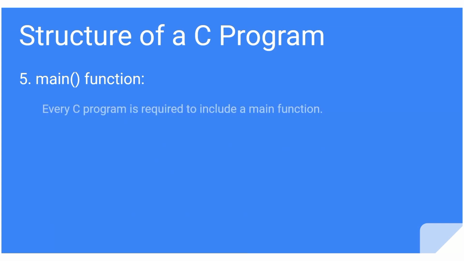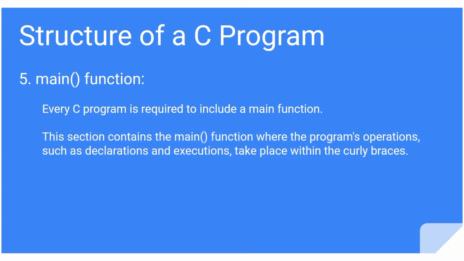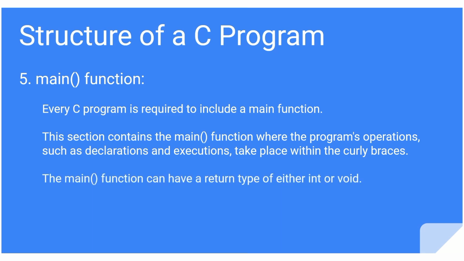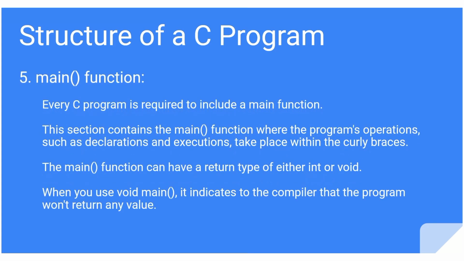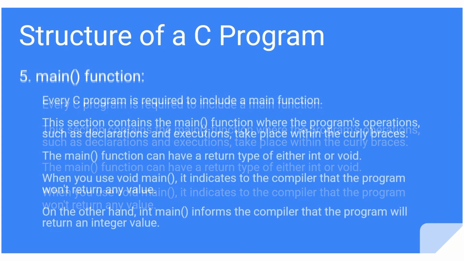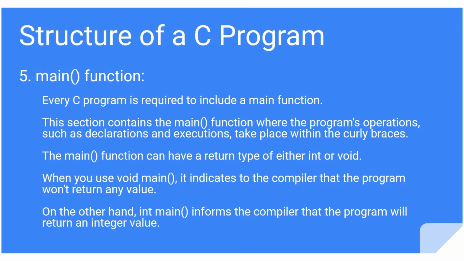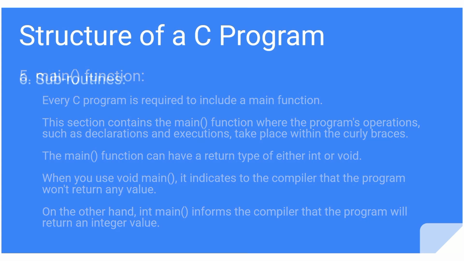Then main function. Every C program is required to include a main function. This section contains the main function, where the program's operations such as declaration and execution take place within the curly braces. The main function can have a return type of either int or void. When you use void main, it indicates to the compiler that the program won't return any value. On the other hand, int main informs the compiler that the program will return an integer value.